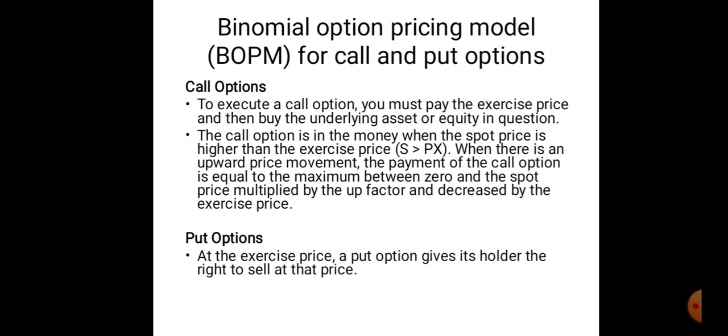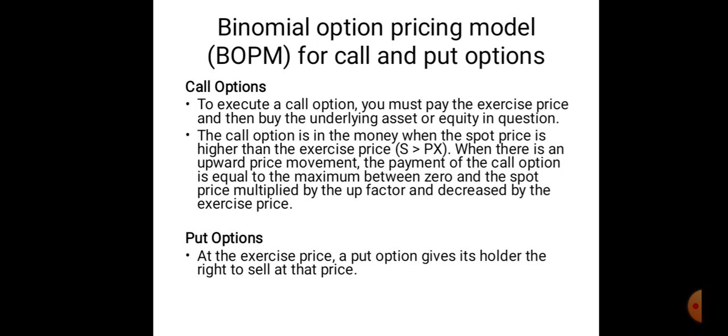And next, when there is an upward price movement, the payoff of the call option is equal to the maximum of 0 and the spot price multiplied by the up factor, decreased by the exercise price. And for a put option it is completely reverse.